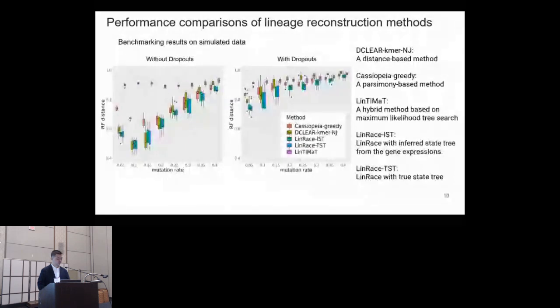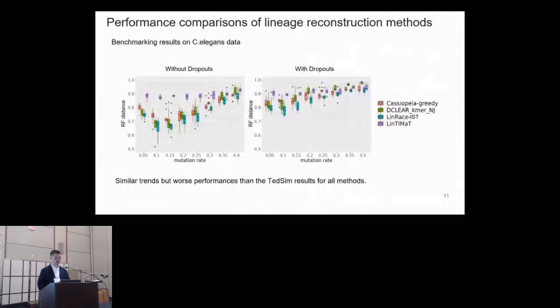We can also show similar benchmarking results on the real C. elegans dataset here. Remember, we generate the barcode data synthetically based on the true lineage. So we test the methods under different mutation rates and with or without the dropout effect. The results seem consistent with the simulated results we showed before. Here we only have LinRace IST, which uses the inferred cell state tree.